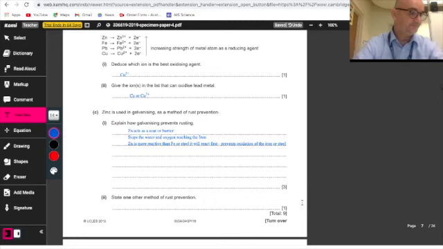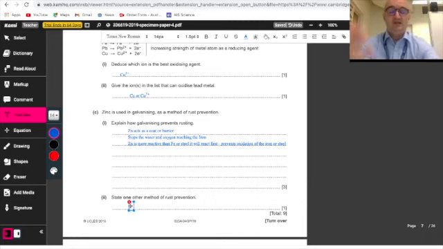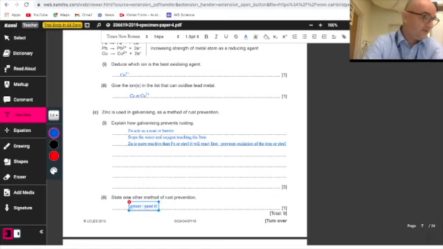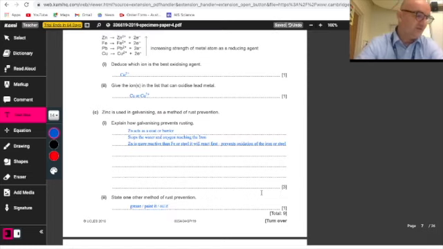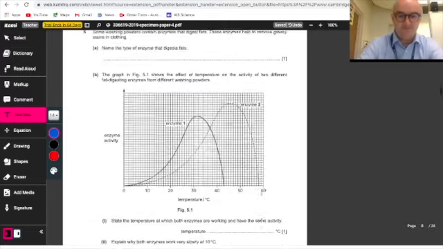3 marks. One other method of rust prevention, don't forget, for rusting you need oxygen and you need water. You could grease the iron, or you could paint it, anything else? Or you could oil it, okay? Oil the metal to prevent the oxygen from getting to it.